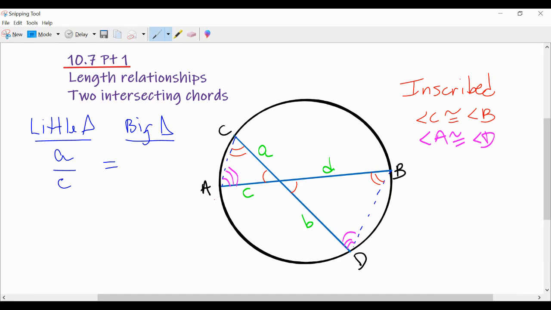And angle A is congruent to angle D, right? So therefore, a and d correspond. Because I have a on top for the little triangle, I need to put d on top for the big triangle. For the same reason, since c is on the bottom for the little triangle, b needs to be on the bottom for the big triangle. So here I have a proportion. a over c is equal to d over b.